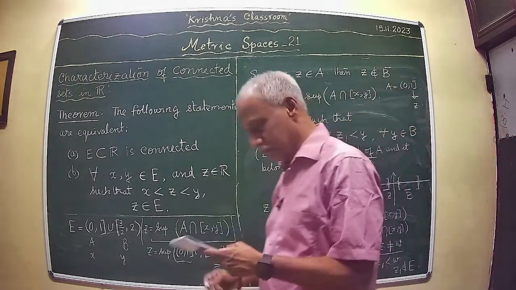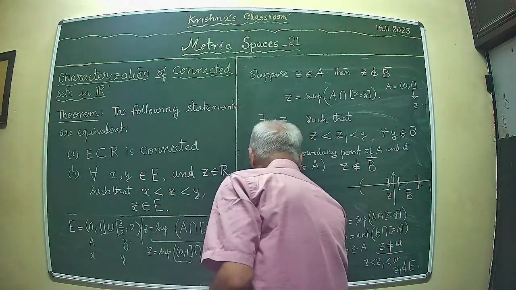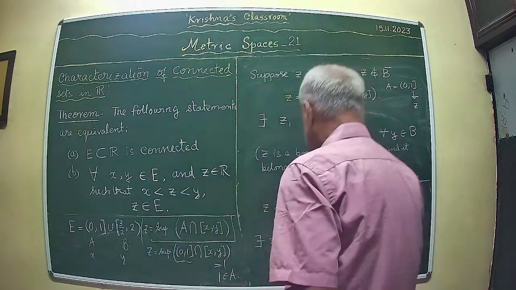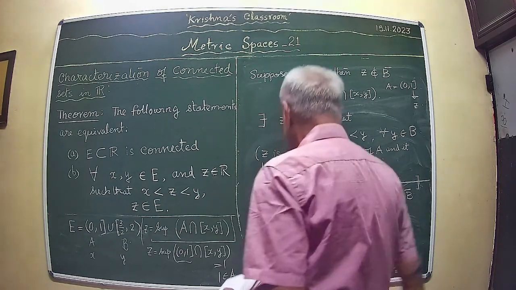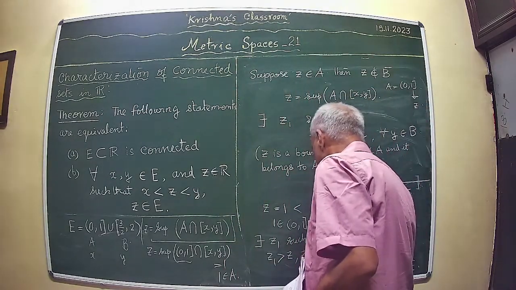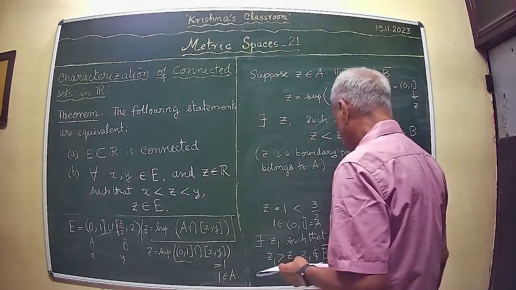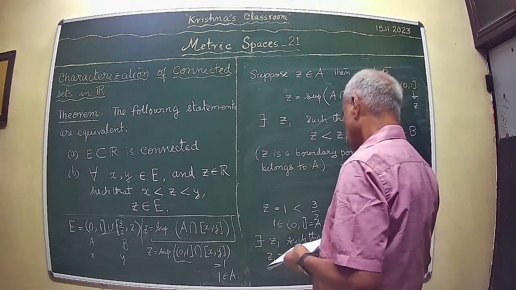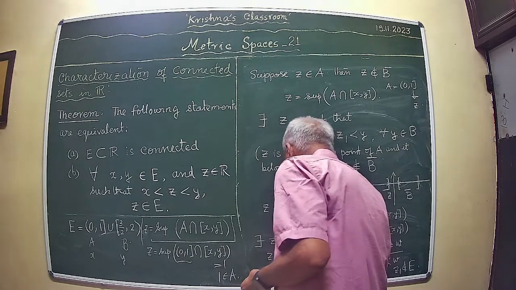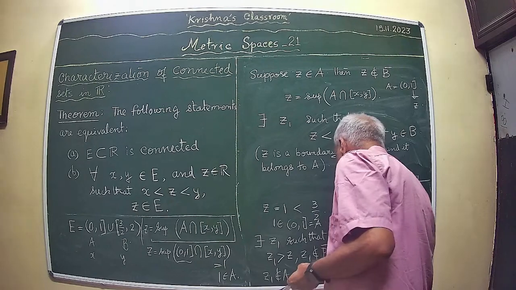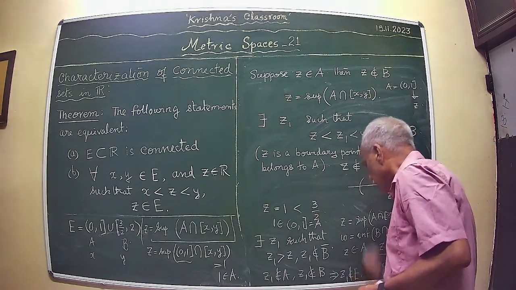Let's argue. Okay. Therefore, there exists a Z1 such that Z1 greater than Z and Z1 does not belong to B closure. So Z1 does not belong to A and Z1 does not belong to B, which implies Z1 does not belong to. Let's argue.